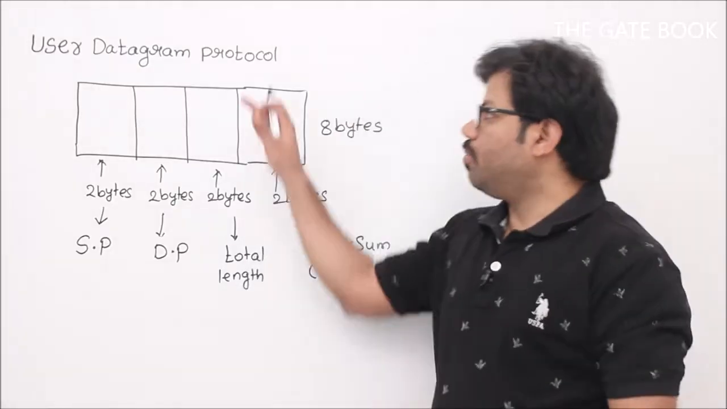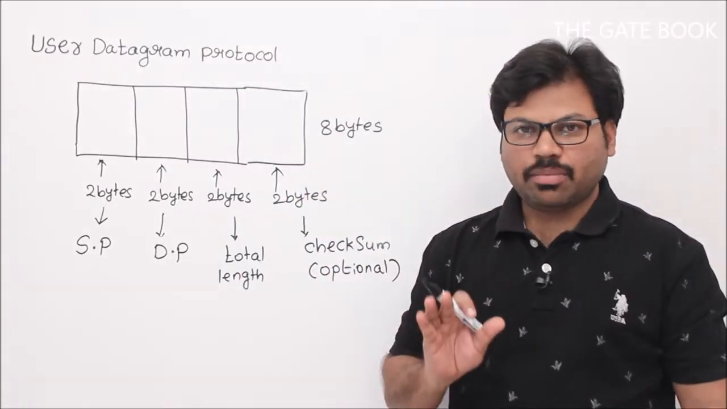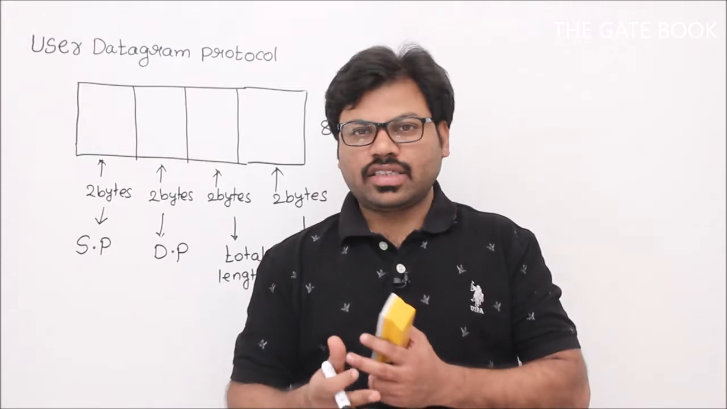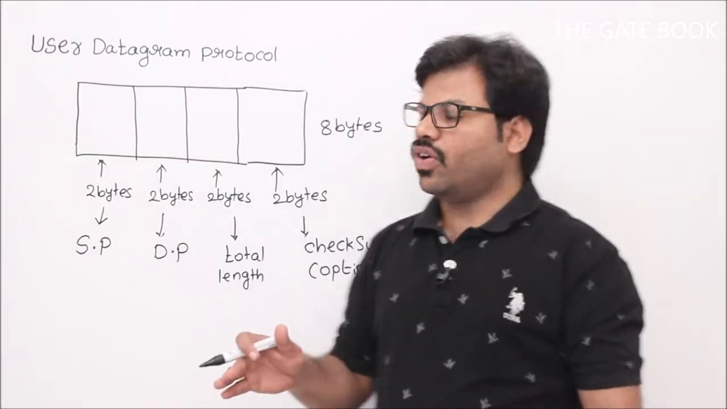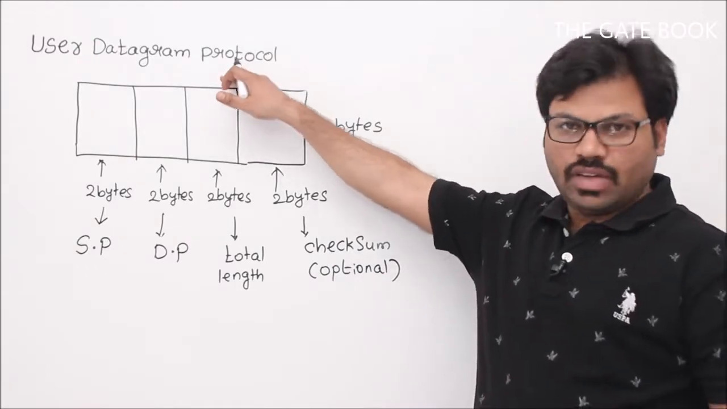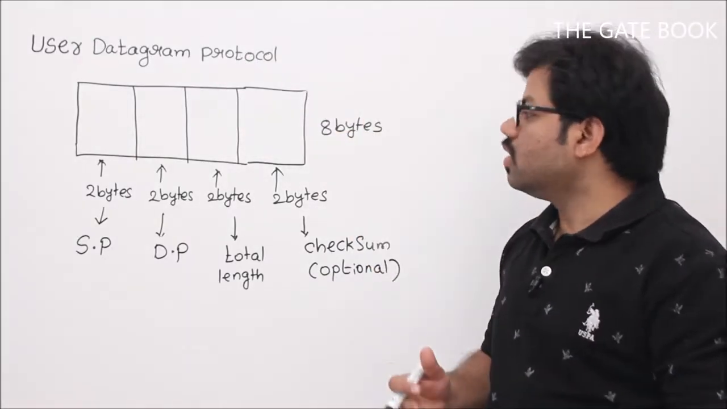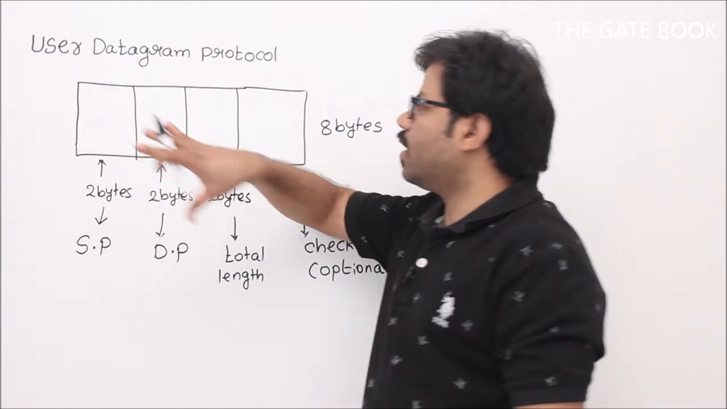Now we'll start with UDP. Generally, whenever an application program wants to have connectionless service and a speedy service where errors don't matter, then generally they go for User Datagram Protocol. We will see how it operates. Let's begin with the header of the User Datagram Protocol.